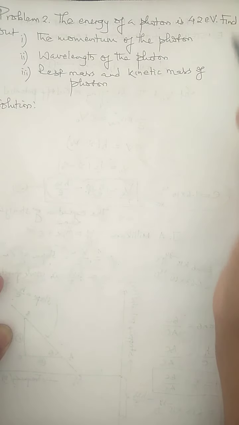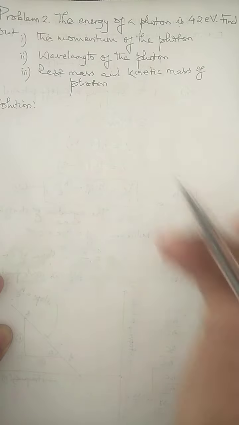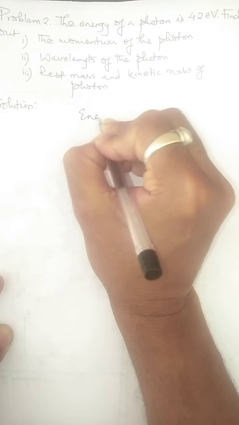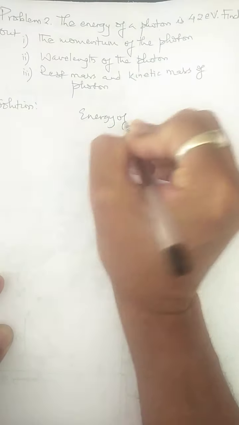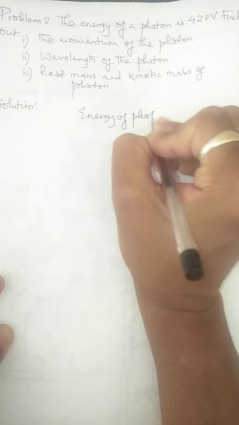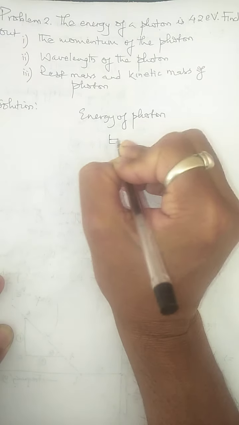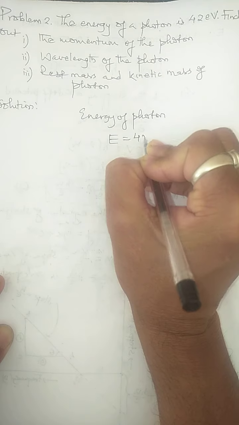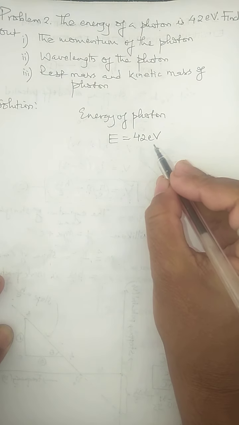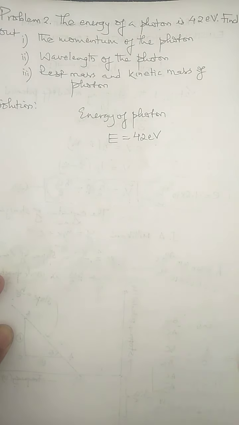So this eV, children, is also a unit of energy. This is the smallest unit of energy, and this energy unit is called electron volt. See, energy is also measured by the smallest unit, that is called electron volt. So the energy of the photon, which is marked by the letter E, is given as 42 electron volt. eV means electron volt. So this is the smallest unit.